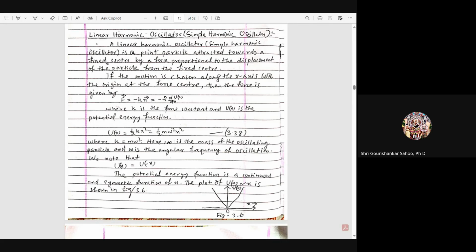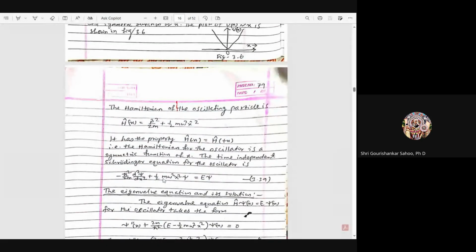So u can be written as half kx² is equal to half m ω² x², where k is equal to mω², m is the mass of the oscillating particle and ω is the angular frequency of the oscillation. We can note that u(x) is equal to u(−x), and it is a symmetric function as shown in figure 3.6. The potential energy function is also a continuous function of x, and the plot of u versus x is shown on the screen.